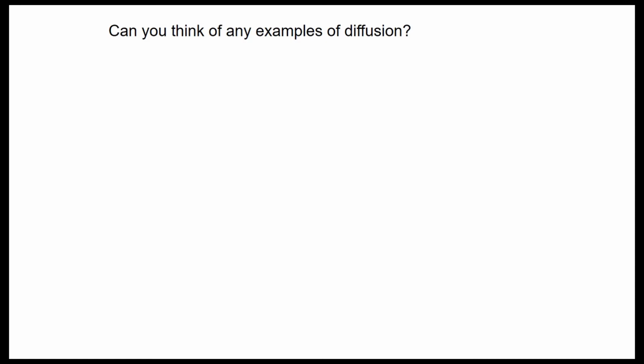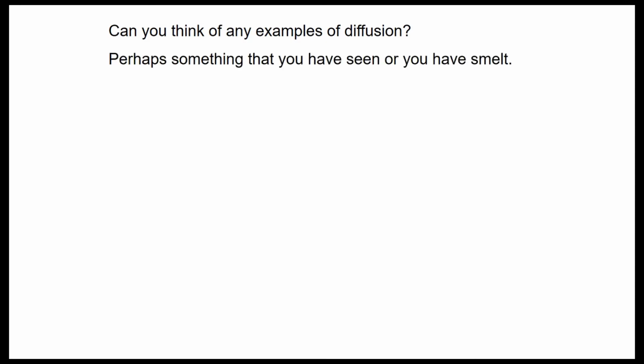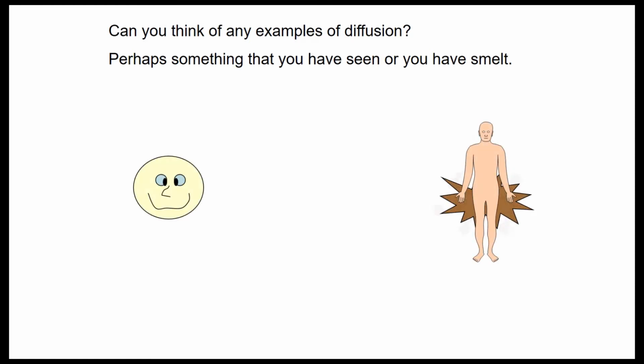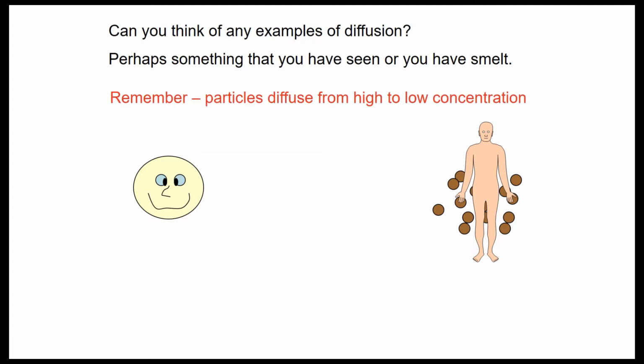Now, diffusion can be applied to many things in life, and there are loads of examples that you might be familiar with, perhaps something you've smelt. So let's take, for example, somebody releases some noxious chemicals from their anus. They're molecules, they're particles, and they will start to diffuse from an area of high concentration to an area of low concentration. You get greater net movement away from the anus.